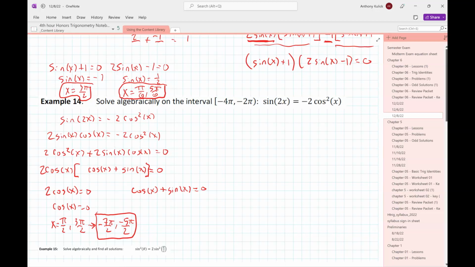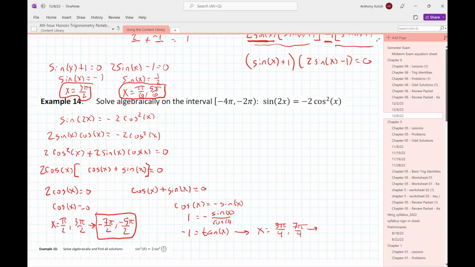This one now, I'm going to subtract sine from both sides. And then divide both sides by cosine. And I want to do that because sine over cosine is tangent, and I'll move the negative sign over. And I know tangent is equal to -1 in the second quadrant and the fourth quadrant.